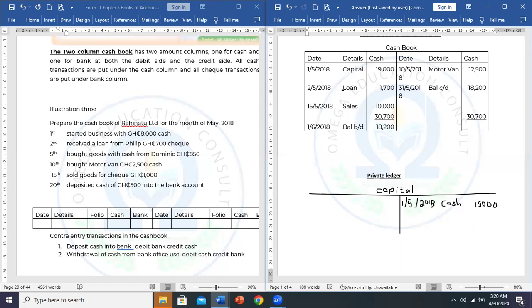The second is on loan. So my dear Alexia and Prof. Frank, loan account, which ledger would it be? Would it be in the sales ledger, purchase ledger, general ledger, cash book, or private ledger?